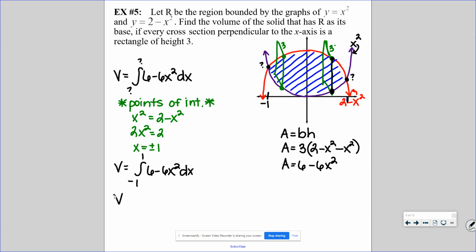All right, now it's pretty routine from this point. So we're anti-deriving, we get 6x minus 6x to the third divided by 3. And we're going to plug in 1 first, minus, plug in -1.